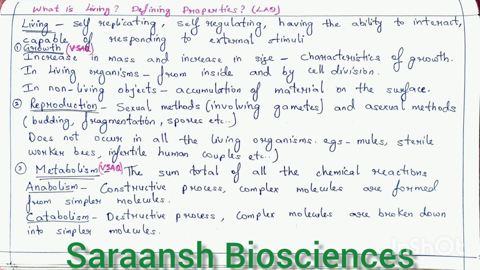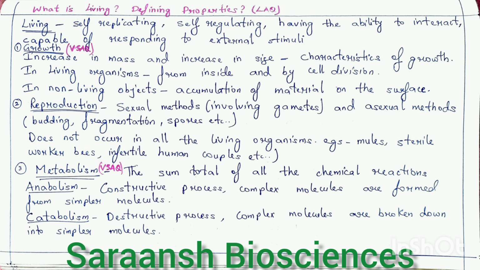So first of all, growth. Growth occurs both in living organisms as well as in non-living objects. In living organisms, growth occurs from inside and through cell division. And in non-living objects, growth occurs by accumulation of material on the surface. So as growth occurs in both living organisms and non-living objects, growth is not considered as defining property.